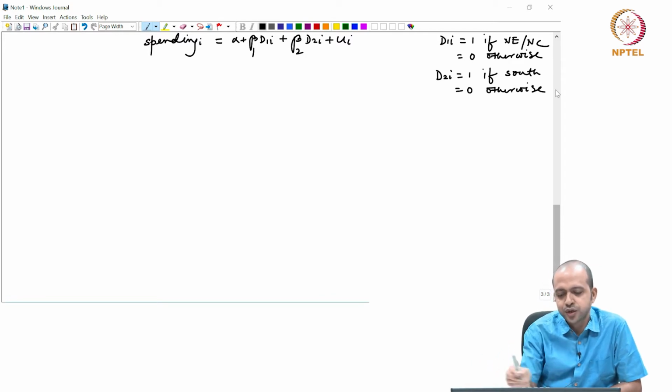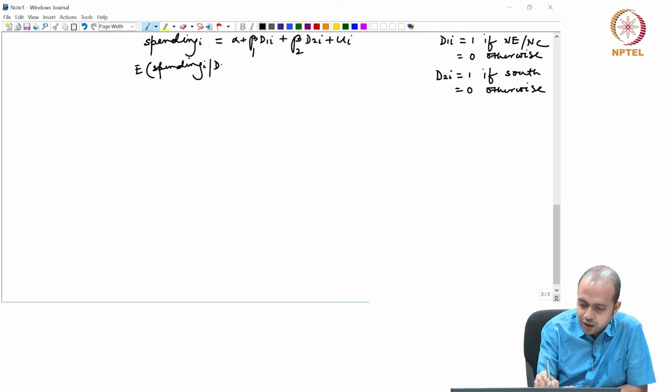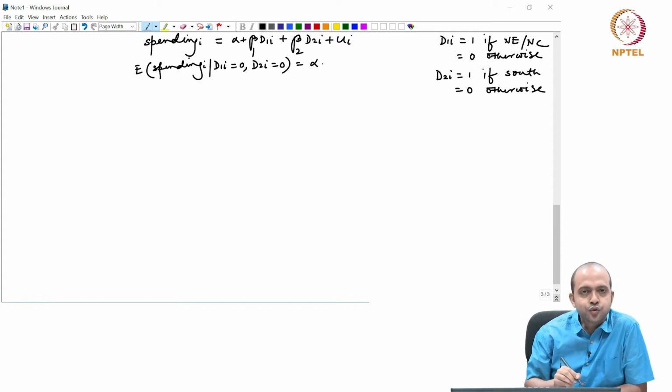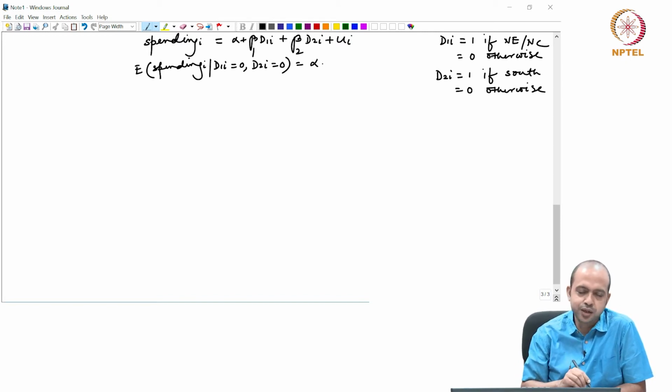Okay. So, you will get the expectation of spending. That means the expectation of spending given D1i equals 0, D2i equals 0 would become alpha, which is the spending for the base category of west. Likewise, you can derive the interpretation of beta 1 and beta 2 in the same way we derived it in the context of mean salary, right.